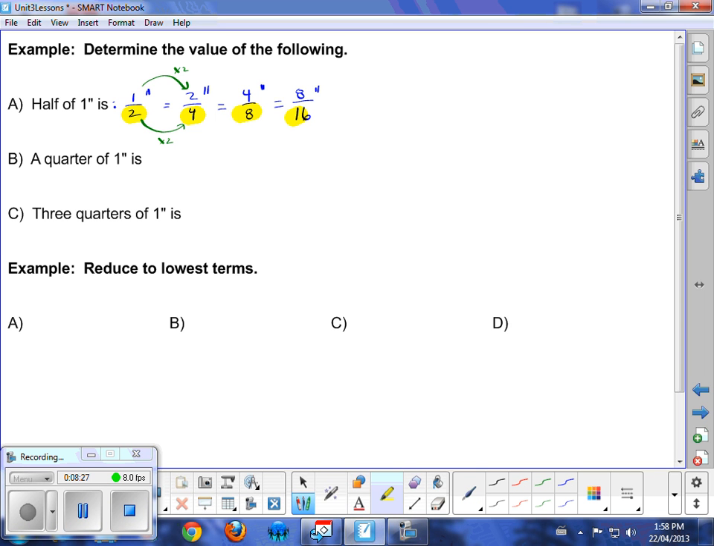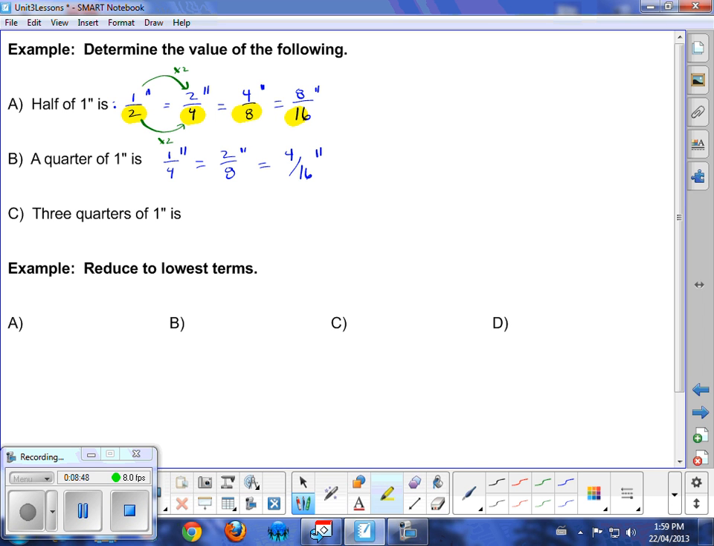So what about 1/4 of an inch? Well, 1/4 of an inch can't start with a 2 in the denominator, so we actually start at 1/4 inch. As you move up, it would be 2/8 of an inch, and you go up one more time, so you double both top and bottom, 4/16 of an inch. So it's that I'm looking for, that you can switch between those fractions.